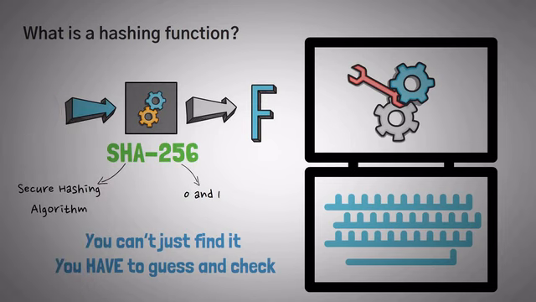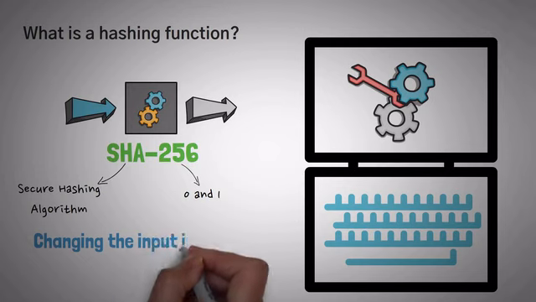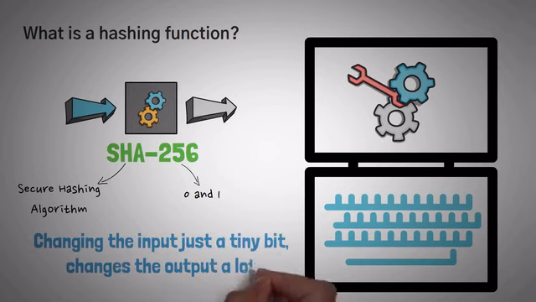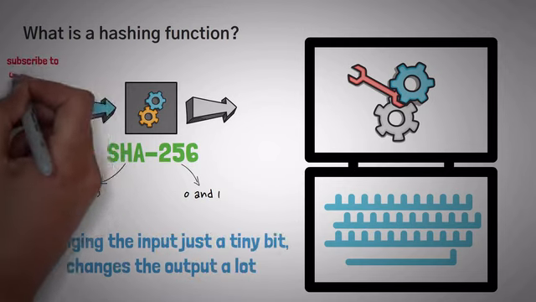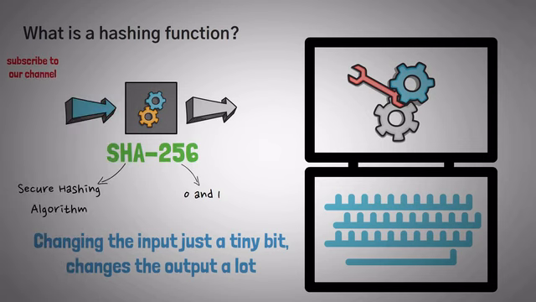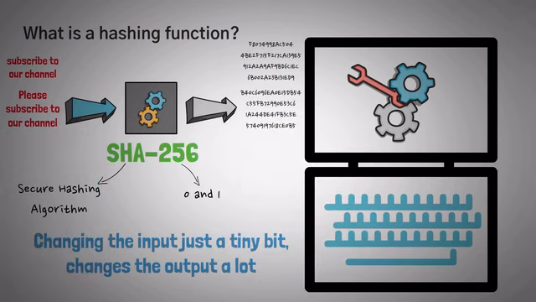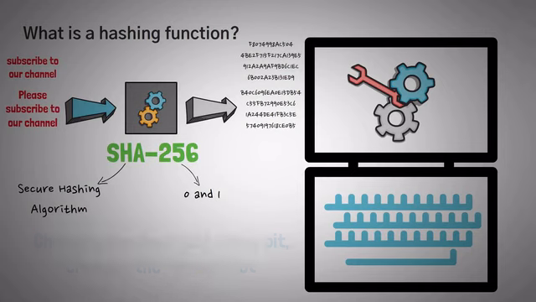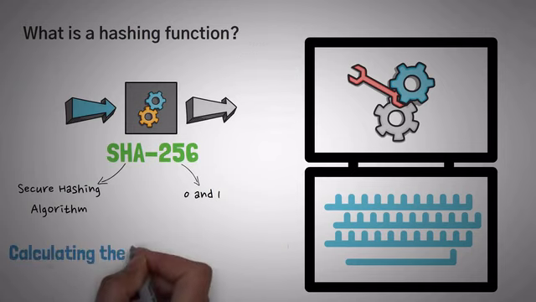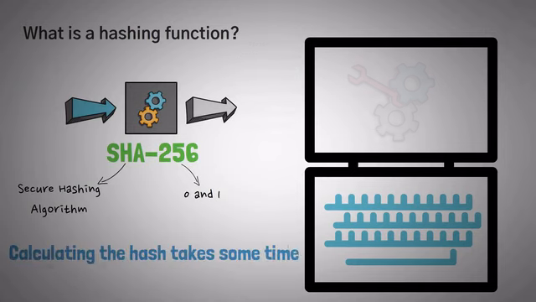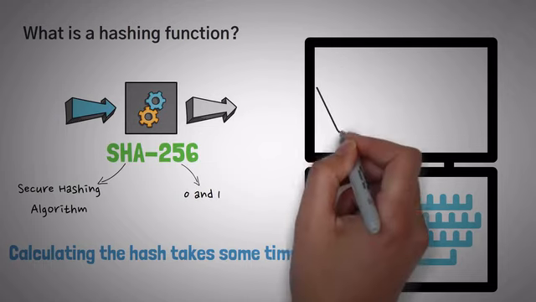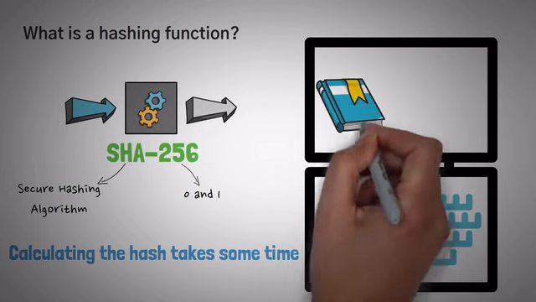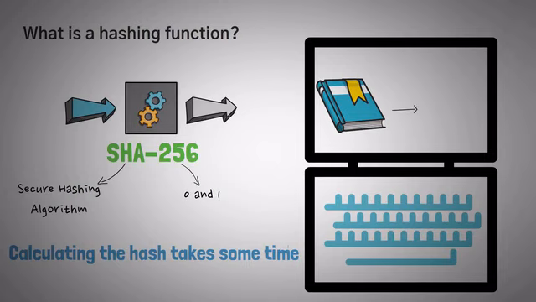The second thing you need to know about hashing functions is that changing the input just a tiny bit changes the output a lot. So basically, if you do SHA-256 of "this subscribe to our channel," you get this as the output. However, if you do "please subscribe to our channel," you get this. See, these are completely different, even though we added one word. And lastly, the third thing you need to know is that calculating the hash takes some time. Now, it might only take a few milliseconds for one tiny string of text, but if you have an entire book that you're doing, or if you want to check a few million variations of it, it starts to rack up time and computing power.